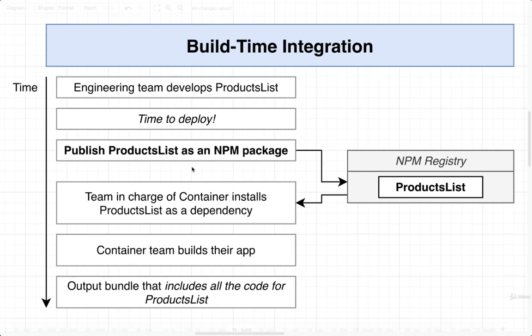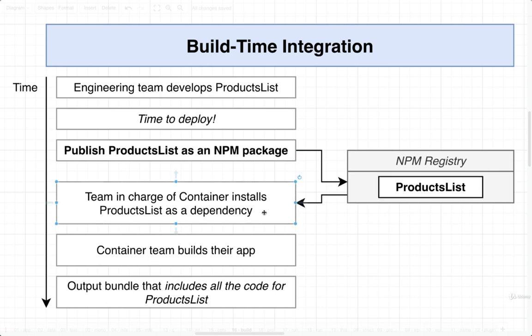So this is one way of implementing build time integration. It is definitely not the only way. There are other methods of implementing build time integration, but this is a pretty straightforward way of understanding it. So with a build time integration approach, we might have one team that is in charge of developing the products list application. At some point in time, they're going to finish up their project and they're going to say, okay, time to deploy this thing. At that point in time, the products list team would publish products list as an NPM package. So they would take all the source code for it and publish it off to NPM and make it available as a package that could be installed into another project.